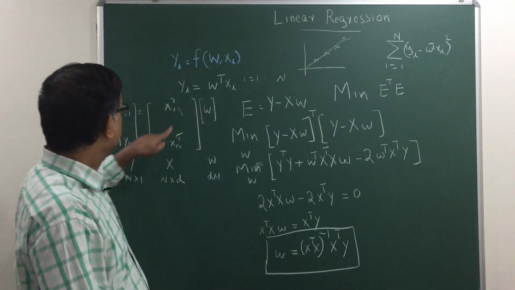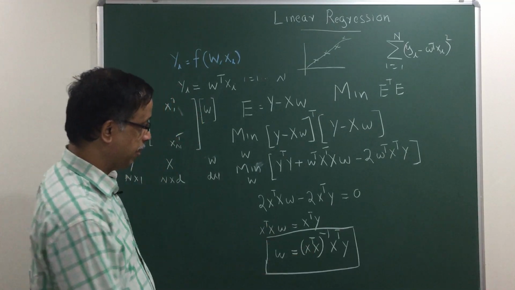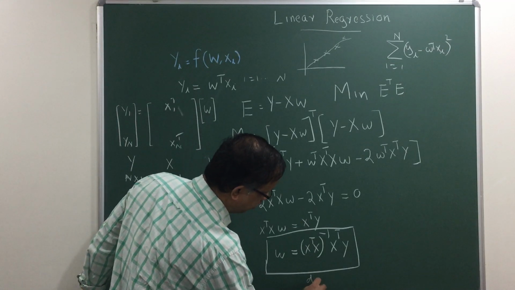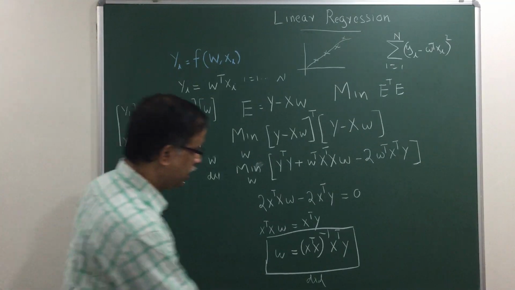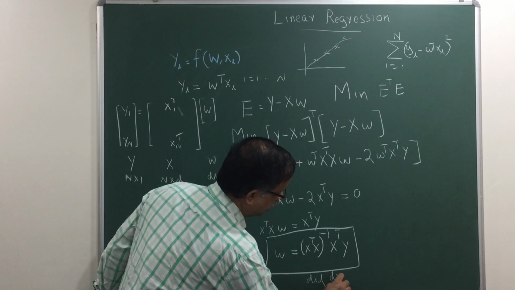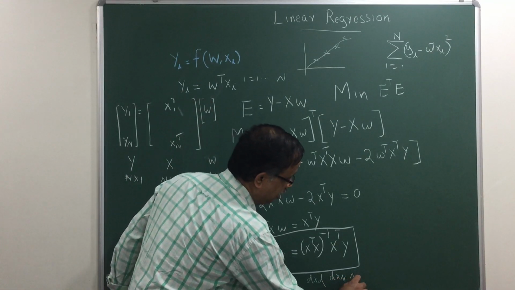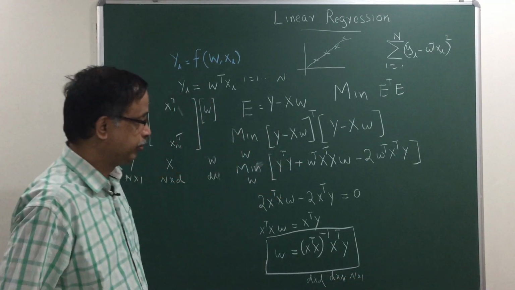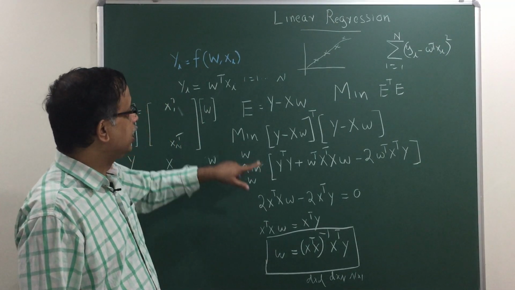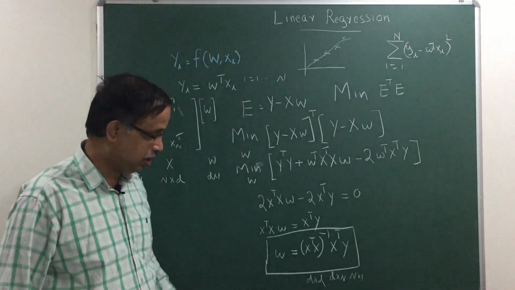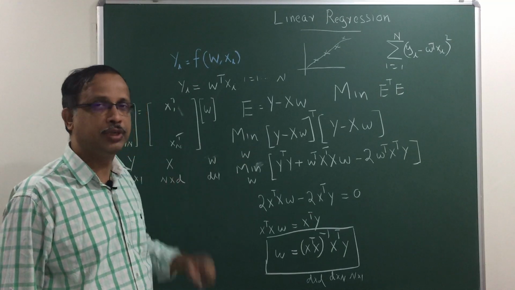What are the dimensions? X transpose will be a d by n matrix, x will be n by d, so x transpose x will be a d by d matrix, x transpose will be d by n, and y will be n by 1. So this gives us a closed form solution to the linear regression problem from the data. What's the disadvantage of it?